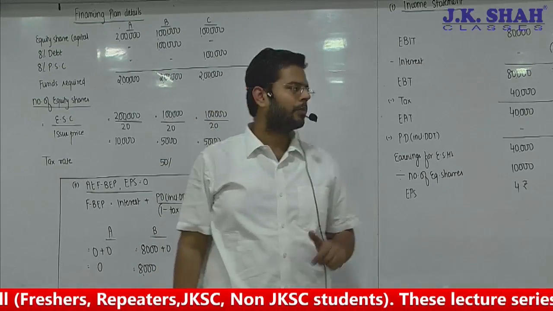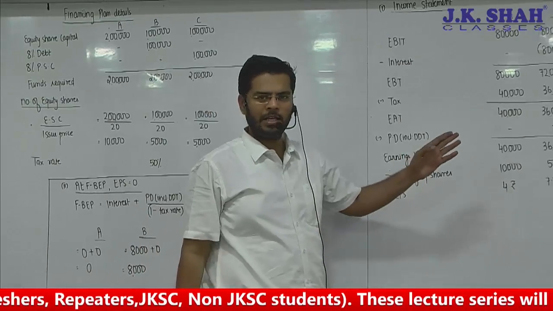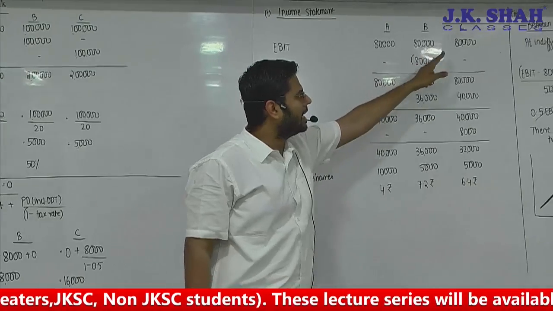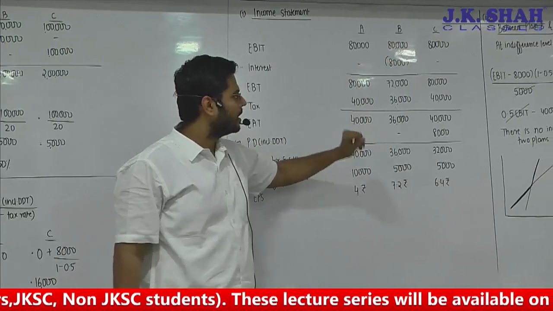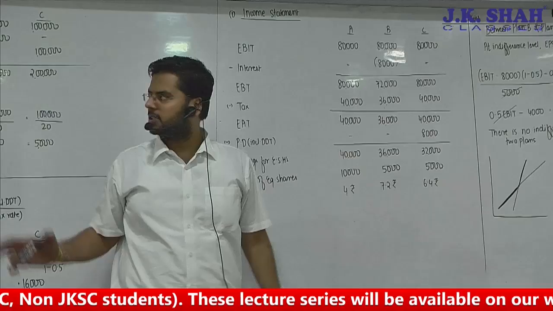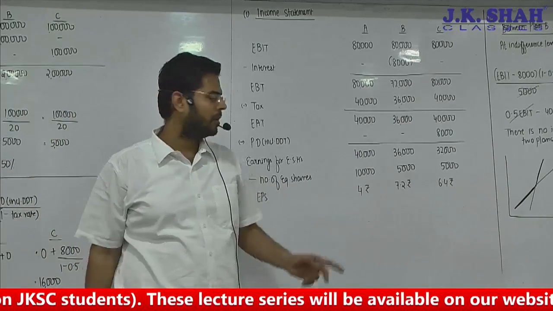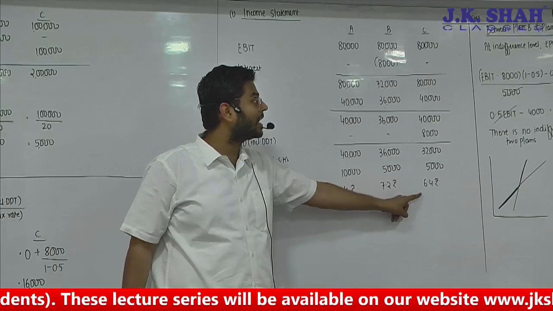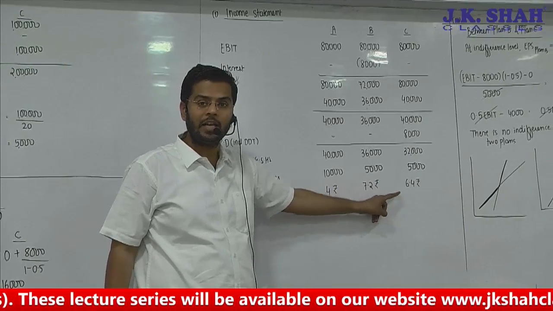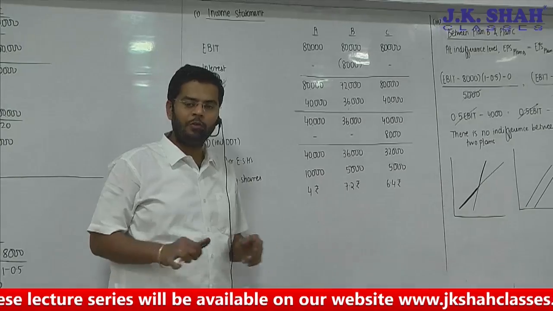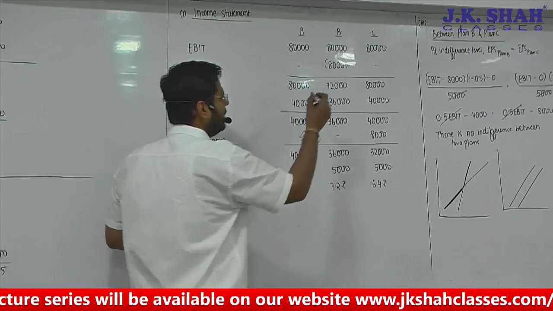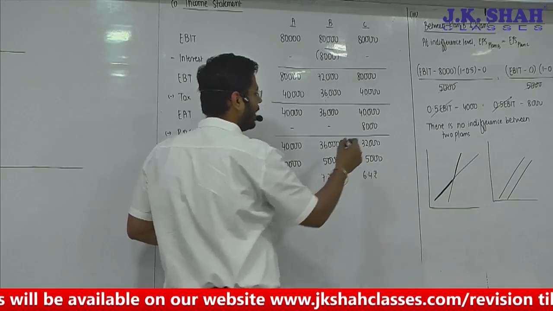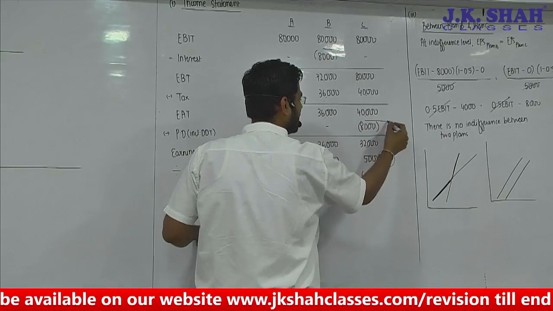So why so? You can have a look at the income statement, which can give us a clear idea. If you notice, EBIT is also the same. Everything in the table is the same. Still, EPS of plan B is higher as compared to that of plan C. Why is it happening? If you notice, in plan B, we have an outflow of rupees 8,000. So that outflow of 8,000 is there here as well.